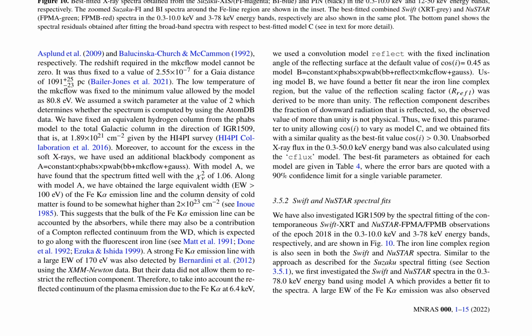The results suggest that the X-ray spectra of IGR J15094-6649 can be well fitted using a combination of absorption and emission components, including a Compton-reflected continuum. The large EW of the Fe K alpha emission line and the column density of cold matter indicate that the absorbers play a significant role in shaping the X-ray spectra.